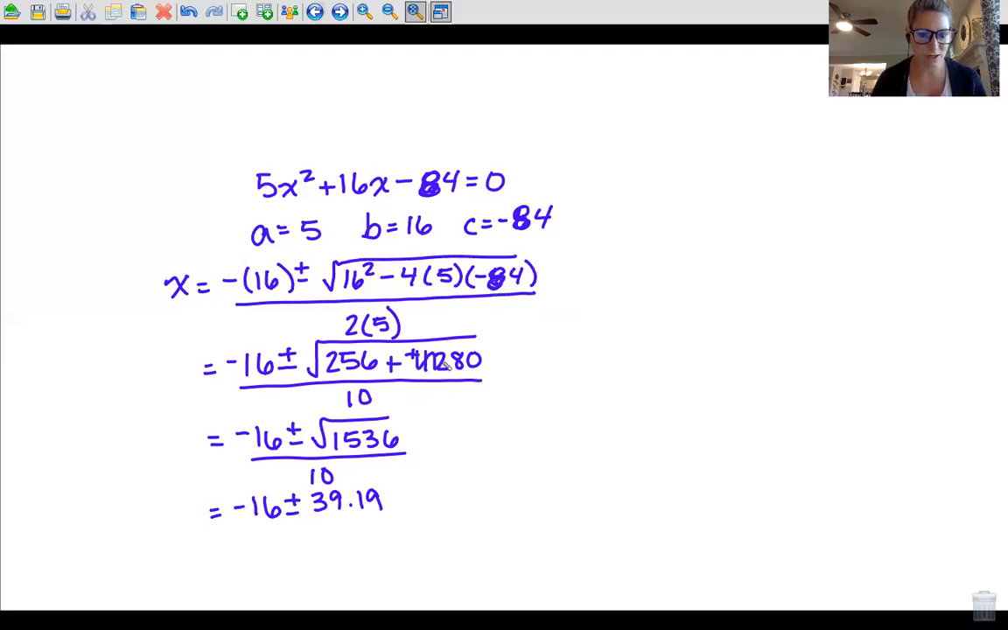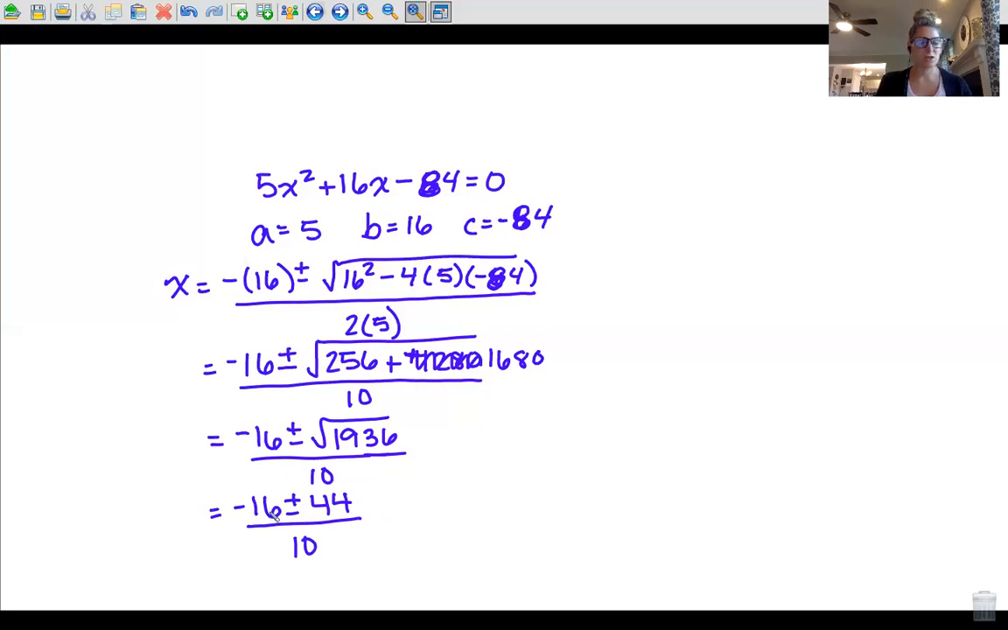So instead of 1,280, we should have 4 times 5 times negative 84, which gives me 1,680. Then this number under here, let's see, we're going to erase some things. Need a little bigger eraser. So 1,680 plus 256, 1,936. Square root of that is 44. This looks a lot better for this problem.